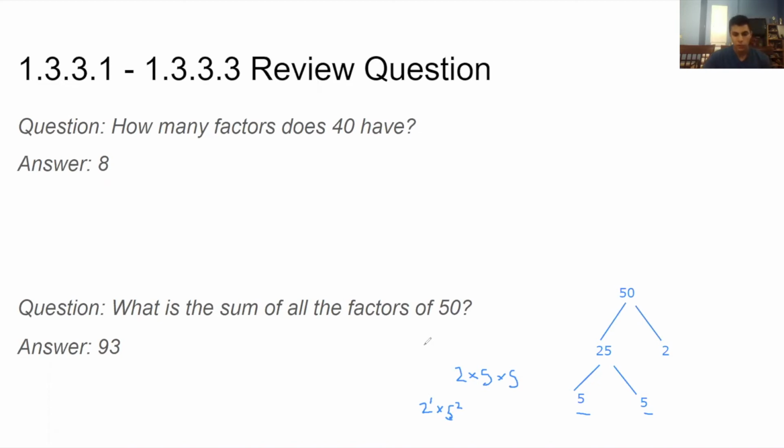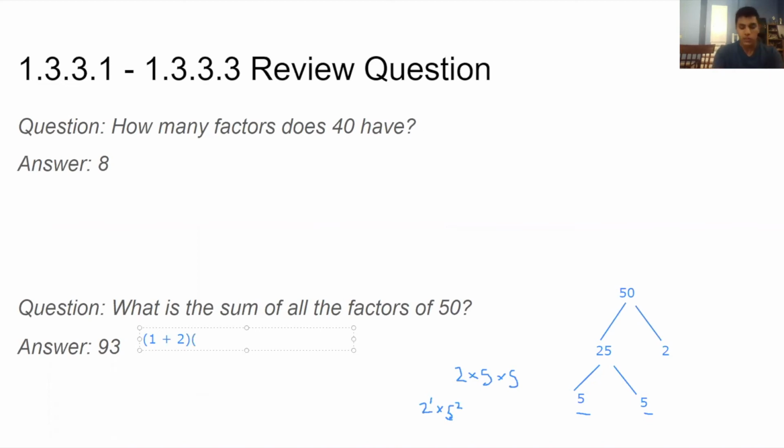So the sum formula is going to be listing out all the different degrees of each prime factor up to their highest degree, adding them, and then multiplying by each other. So I'm going to go ahead and do that. First I start with my first prime factor, which is 2, and start with 2 to the power of 0, which is 1. And then I add that to 2 to the power of 1, which is 2. And then I don't do any more just because I don't have any higher degrees of 2.